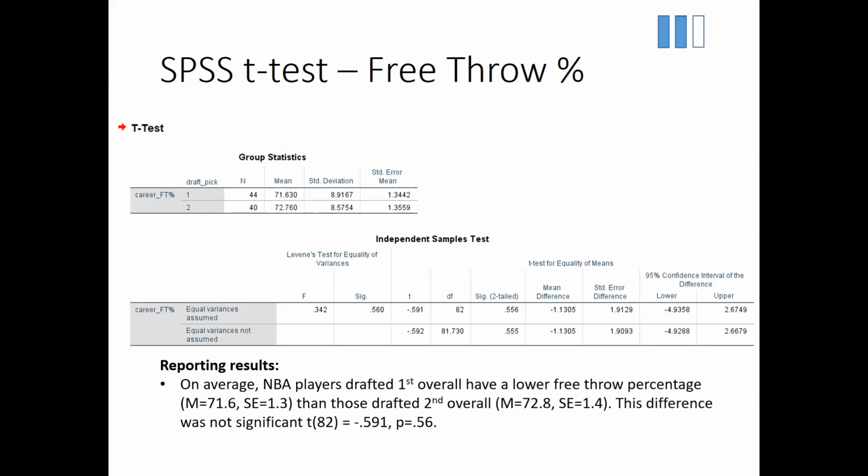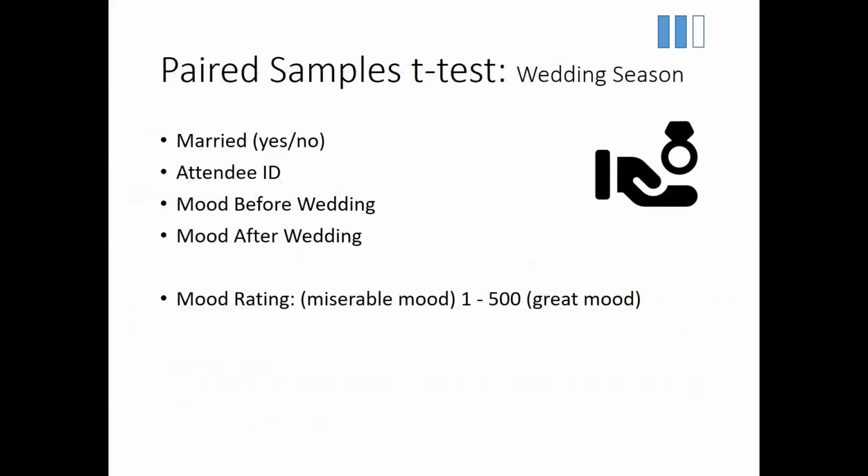The way that we would report this outcome is, while on average NBA players that are drafted first overall have a lower free throw percentage than those drafted second overall, this difference was not significant. And when it's not statistically significant, I want you to report the actual p-value: p equals 0.56, not p is less than 0.6 or whatever it would be. Make sense? Cool.